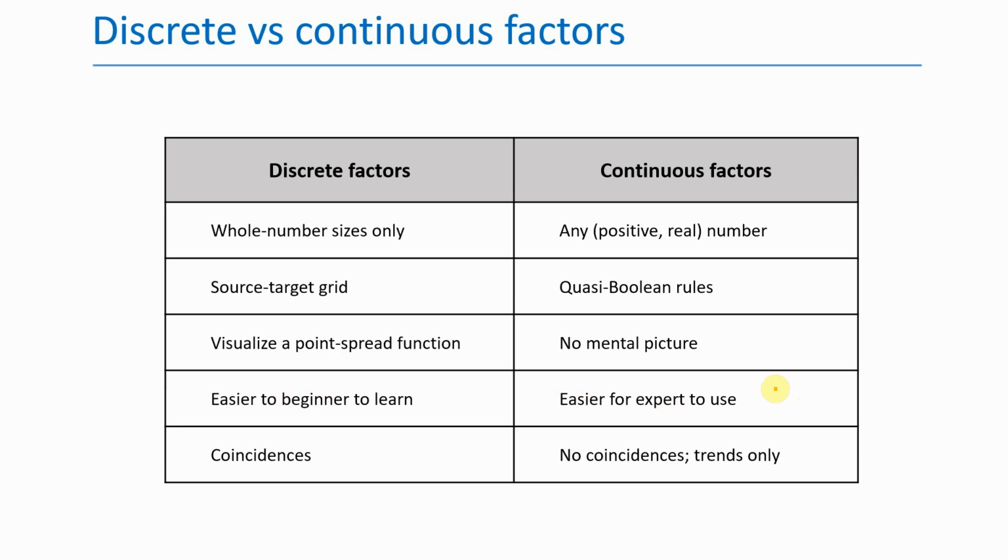It's conceptually cleaner. I made the pedagogical choice to teach discrete factors first, and I hope it was the right choice. But regardless, you probably need to know both models in order to really understand either of them well. Finally, discrete factors are necessary for calculating coincidences. The continuous factor model is not able to compute coincidences, only overall trends.